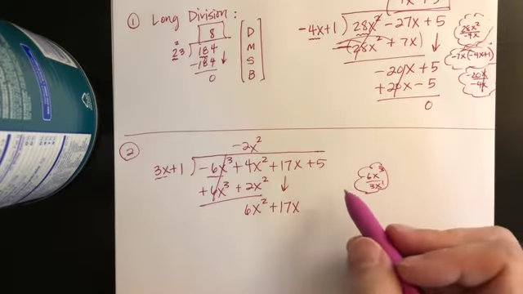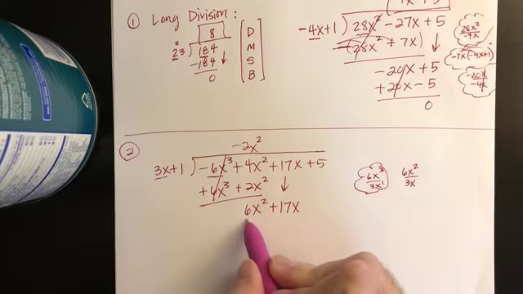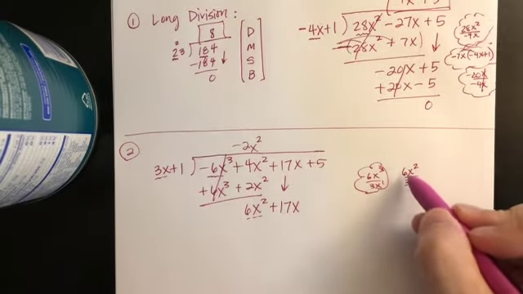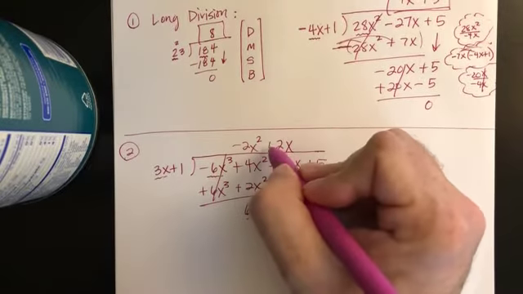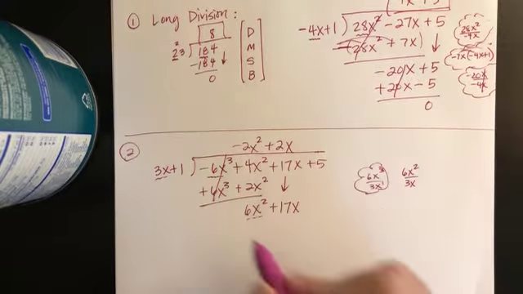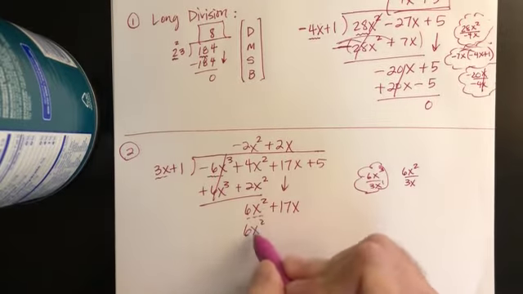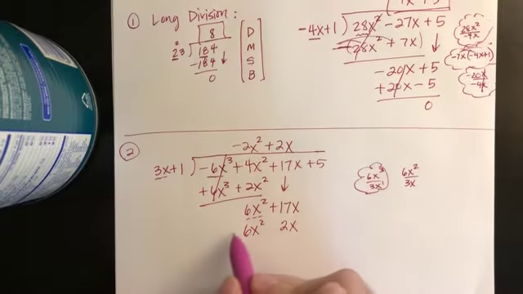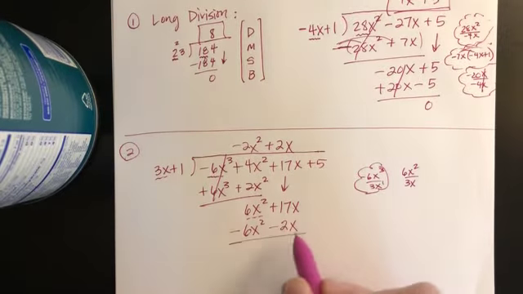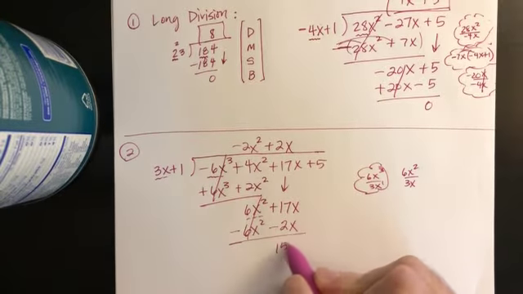And let's do it all over again. 6x squared this time divided by 3x, because that's the first term here. It gives me 2, and it gives me x. Now it's positive, so I'm going to put a plus, since this is one big polynomial. All right, multiply 2x times 3x, and you get 6x squared. They match. Yay. 2x times 1 is 2x. Change the signs, make them negative, then combine. They cancel, like they should. 17 minus 2 is 15.